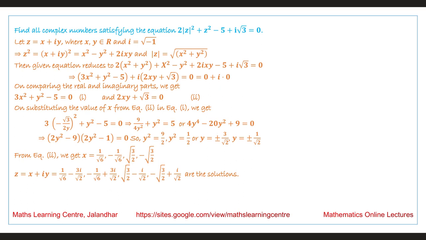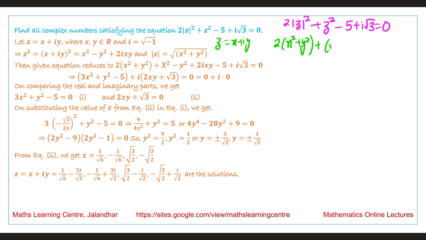Next is to find all complex numbers satisfying this equation. The equation given to us is 2 mod of z square plus z square minus 5 plus iota root 3 is equal to 0. If we substitute z is equal to x plus iota y, this equation will become 2 times x square plus y square, plus z square, which will be x square minus y square plus 2 iota xy, minus 5 plus iota root 3 is equal to 0.